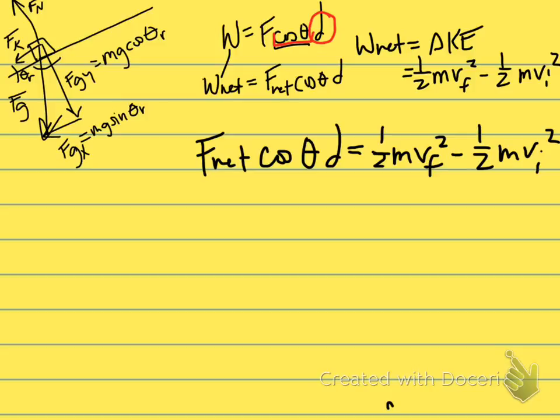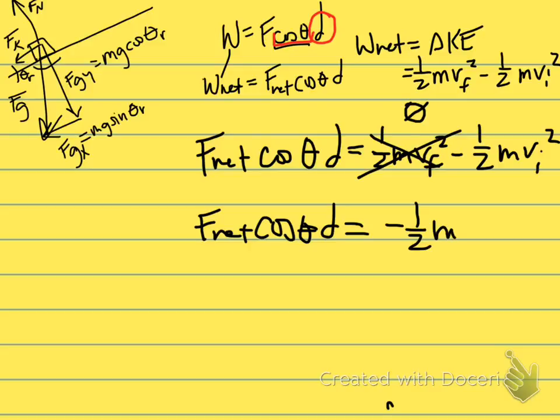Okay. Why is this easy? Because the point at which it stops, due to the work done on it by other forces, is the point at which final velocity goes to 0. So that becomes 0. So we've just simplified it a little bit. So now we have the net force times cosine theta d now equals the negative of 1/2 m initial velocity squared.